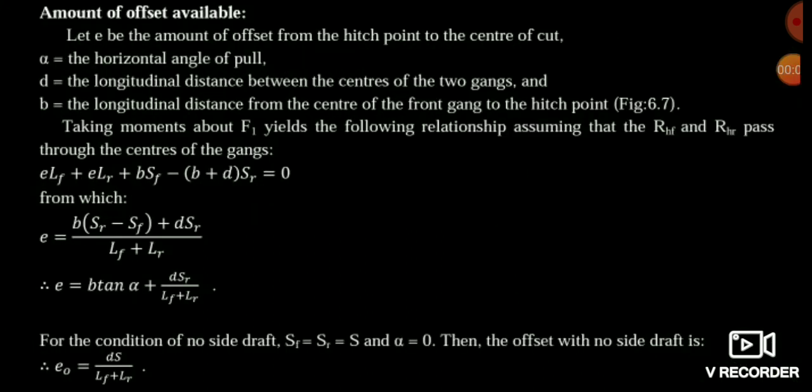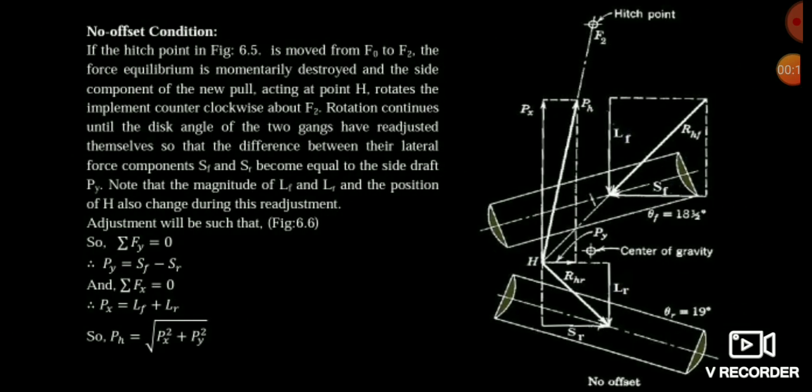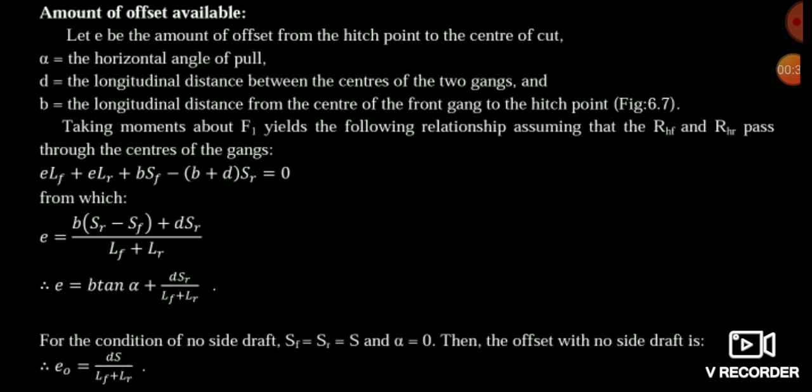Friends, you can see that each and everything I have written here very carefully. So you should understand each and everything, and you should remember this formula for E, that is E is equal to B into (SR minus SF) plus D into SR divided by (LF plus LR). Friends, here you can see that our LR, LF, SR, SF, I have represented here horizontal forces, vertical forces acting on both the front axis and rear axis.